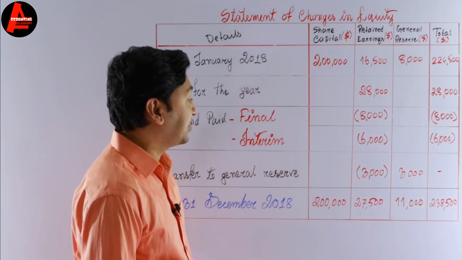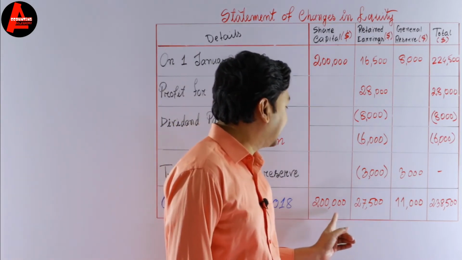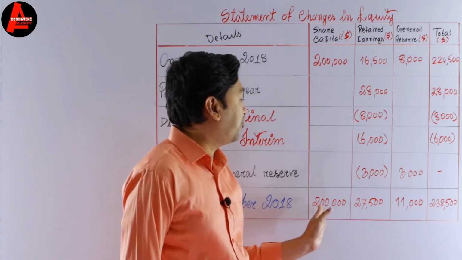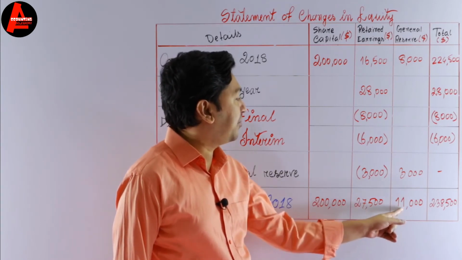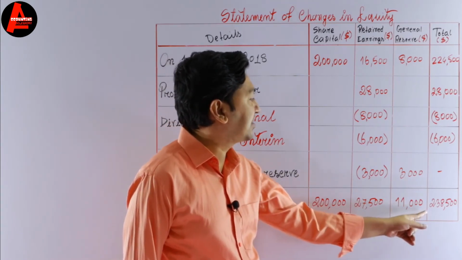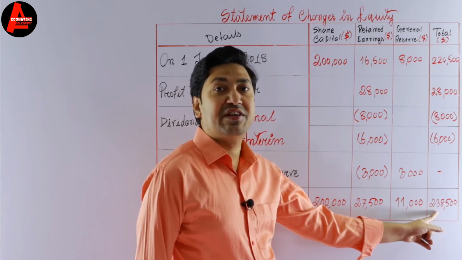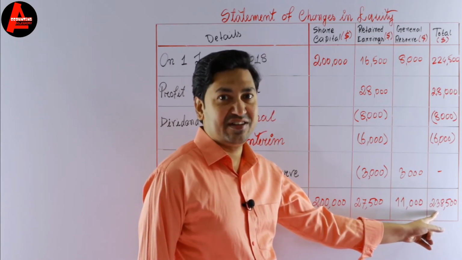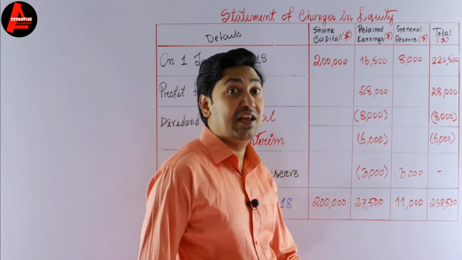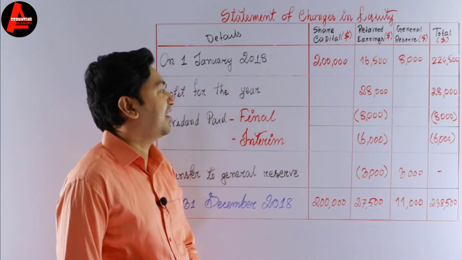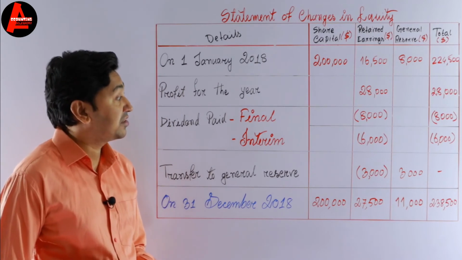Okay, now see, if we add these three amounts here horizontally, $200,000, $27,500, and $11,000, we get the same amount, $238,500. Yeah, it is very simple. So this is how you can understand that your account is correct. Okay, so this is the statement of changes in equity.